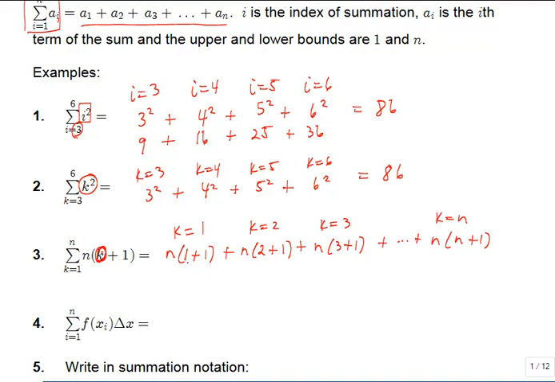So this one is a 2 times an n, plus a 3 times an n, plus a 4 times an n, plus n times n plus 1. Okay? And you can't really simplify that so much because we don't know what n is. So you could just leave it like that.